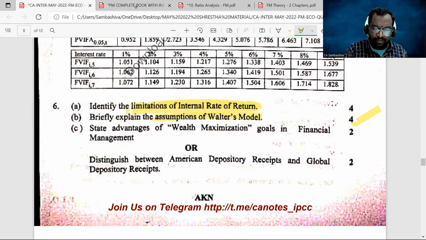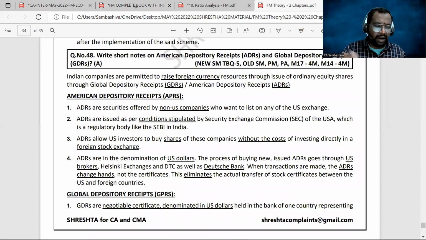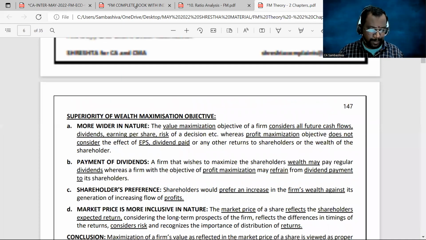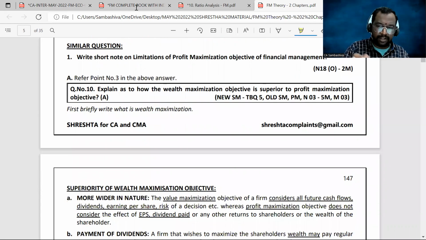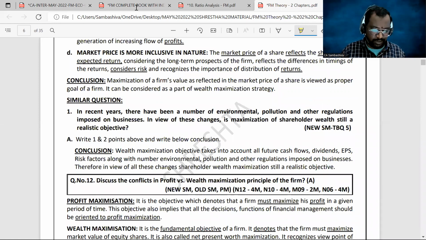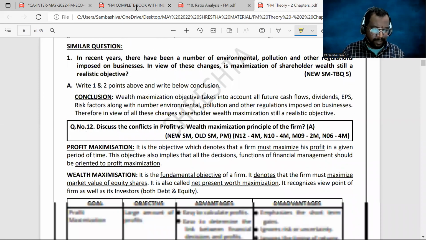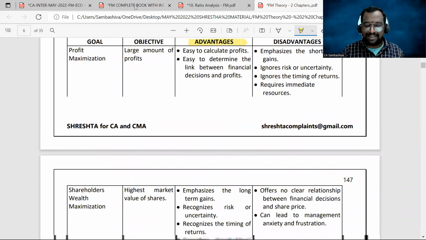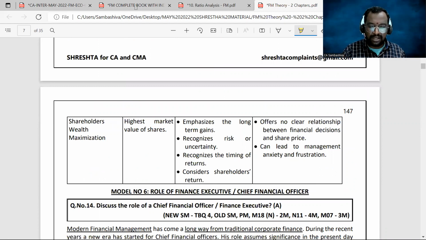And then state the advantages of wealth maximization. Again, this we have discussed in our theory material. Advantages of wealth maximization. You can come to page number 6. So here you can see the question: explain as to how the wealth maximization objective is superior to profit maximization objective. And here you can see in problem number 12, wealth maximization concept and advantages. Easy to calculate the profits, easy to determine the link between the financial decisions and profits. It emphasizes the long-term gains, recognizes the risk or uncertainty, recognizes the timing of returns, considers shareholders returns. End of the answer, 4 marks.